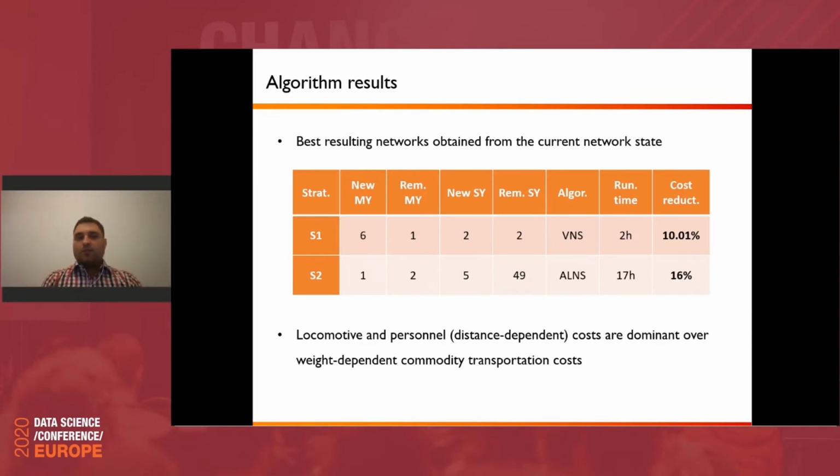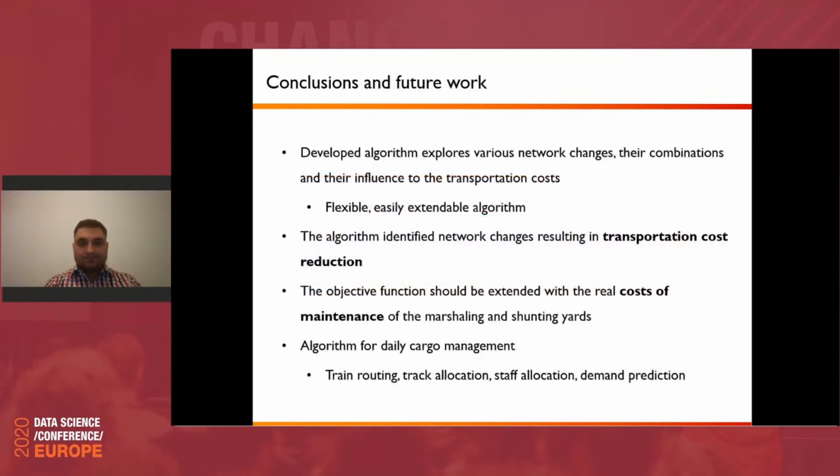Also, what we concluded from these results is that locomotive and personnel costs are dominant over weight-dependent commodity transportation costs. So this, at the end, meant that in the final solution, less locomotives, basically less trains, so also less locomotives and less staff was used to run those trains, but the commodities were traveling for a bit longer time than in the current state of the SBB cargo.